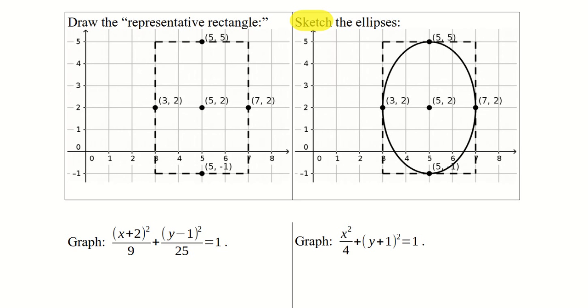And I think you'll find that when you have the representative rectangle, it really helps to sketch the ellipse, just like it really helped to sketch the circle. And the reason's the same. That ellipse is tangent to the representative rectangle at each of these vertices. That is, just for a moment at 7,2, the ellipse is vertical. It just touches down and then takes off again. It just touches like you're inflating a balloon inside of a rectangle, just touching those sides.